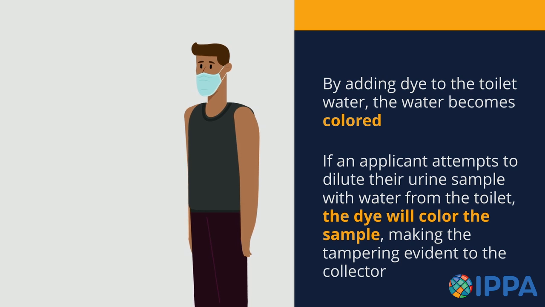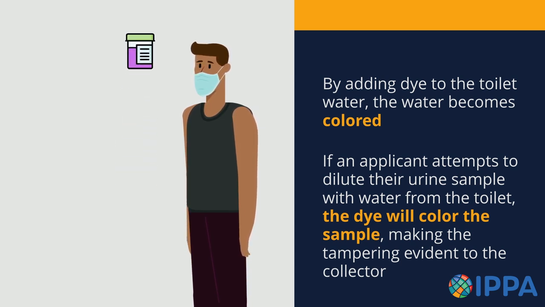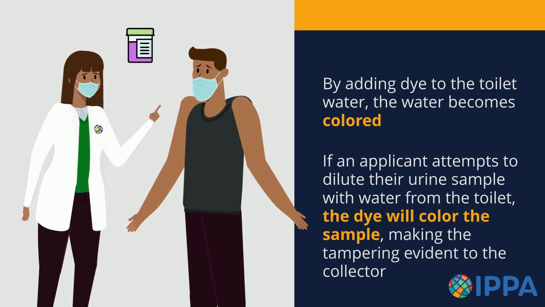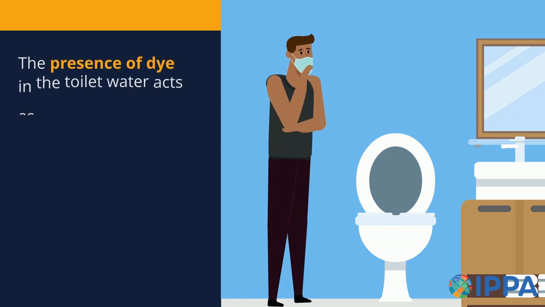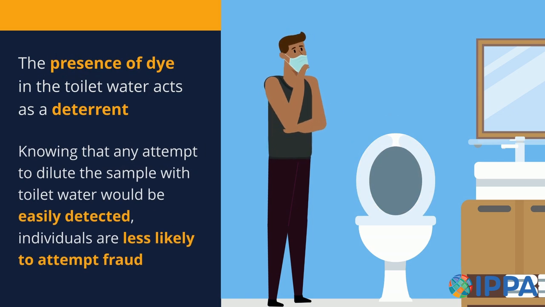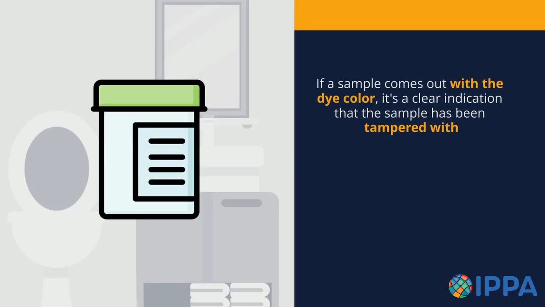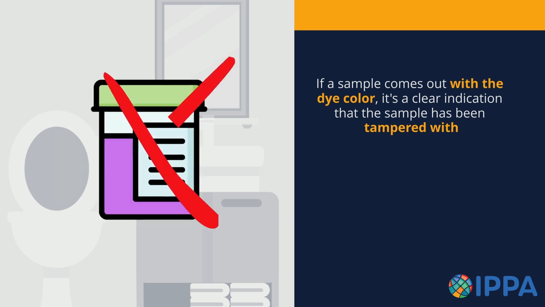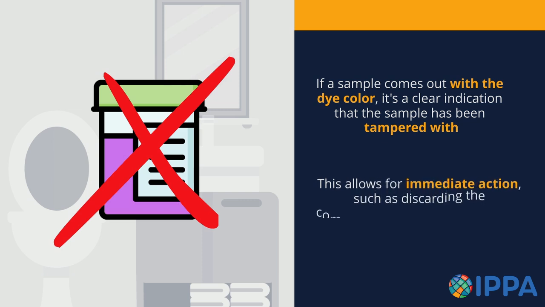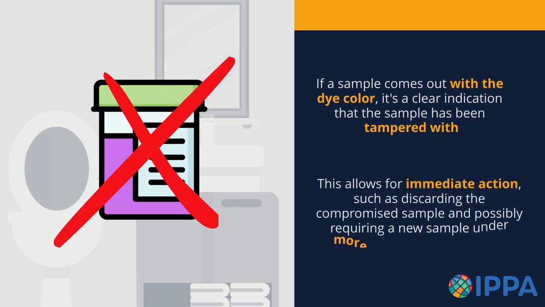If an applicant attempts to dilute their urine sample with water from the toilet, the dye will color the sample, making the tampering evident to the collector. 2. The presence of dye in the toilet water acts as a deterrent. Knowing that any attempt to dilute the sample with toilet water would be easily detected, individuals are less likely to attempt fraud. 3. If a sample comes out with the dye color, it's a clear indication that the sample has been tampered with. This allows for immediate action, such as discarding the compromised sample and possibly requiring a new sample under more stringent observation.